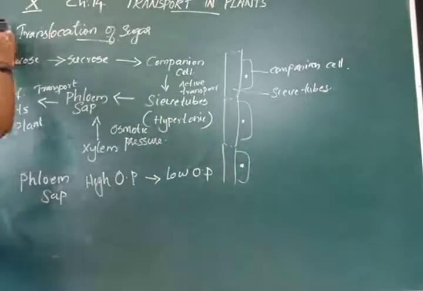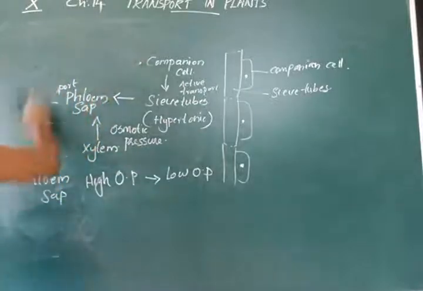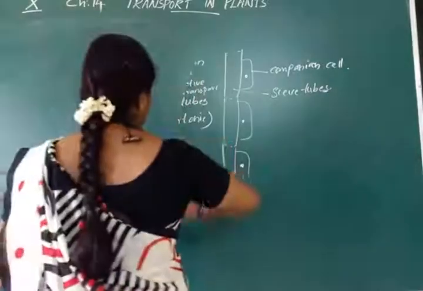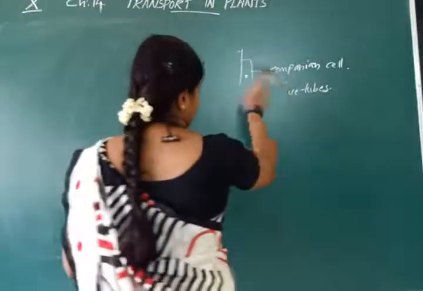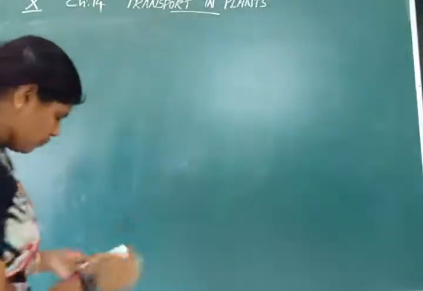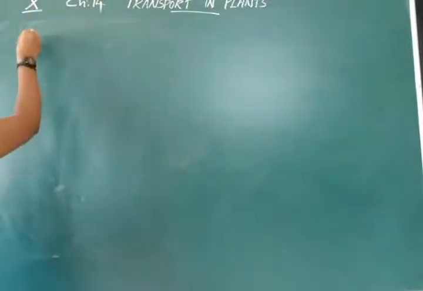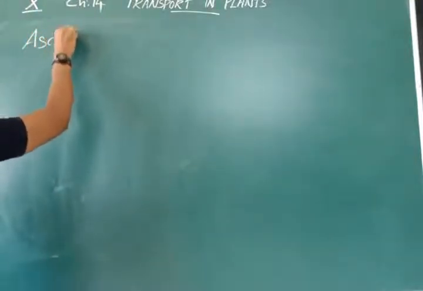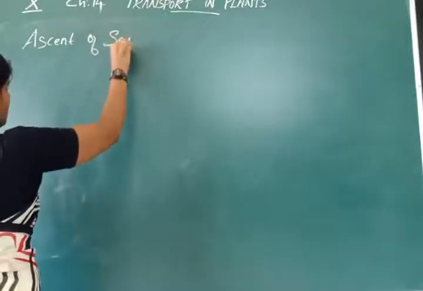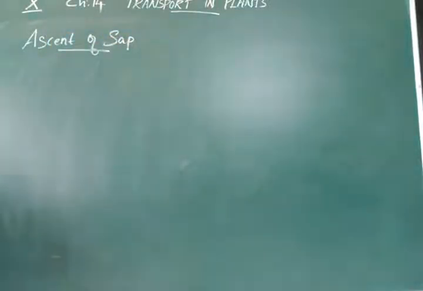Then finally, ascent of sap. Ascent of sap is the upward movement of water and minerals from roots to different parts of the plant body. It's the upward movement of water and minerals from root hairs or roots to different parts of the plant body, and it is called ascent of sap.